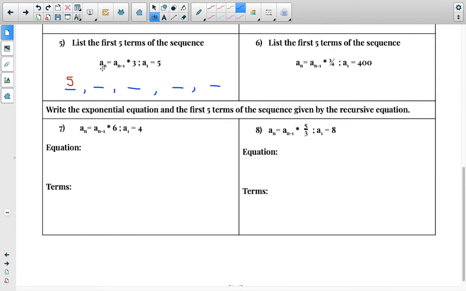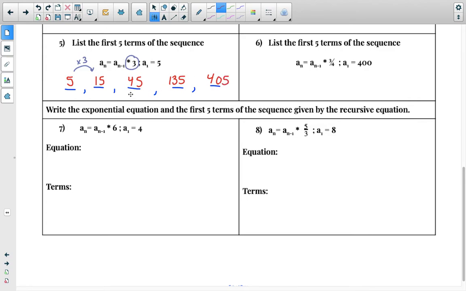What we do to find the next term is just multiply by 3. We're going to multiply each of these terms by 3 to get the next term. So 5 times 3 is 15. Then 15 times 3 gives us 45. Then 45 times 3 gives us 135. Then 135 times 3 gives us 405.